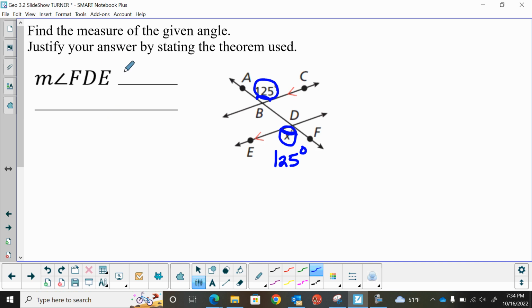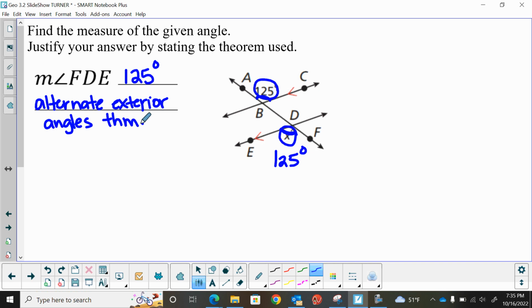Okay, so the measure of angle FDE, same thing as EDF, is 125 degrees, and that is because of the alternate exterior angles theorem. Okay.